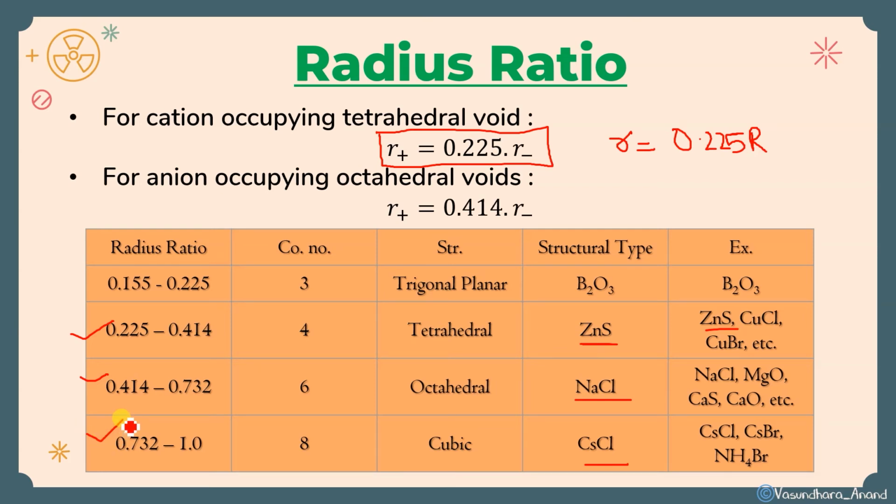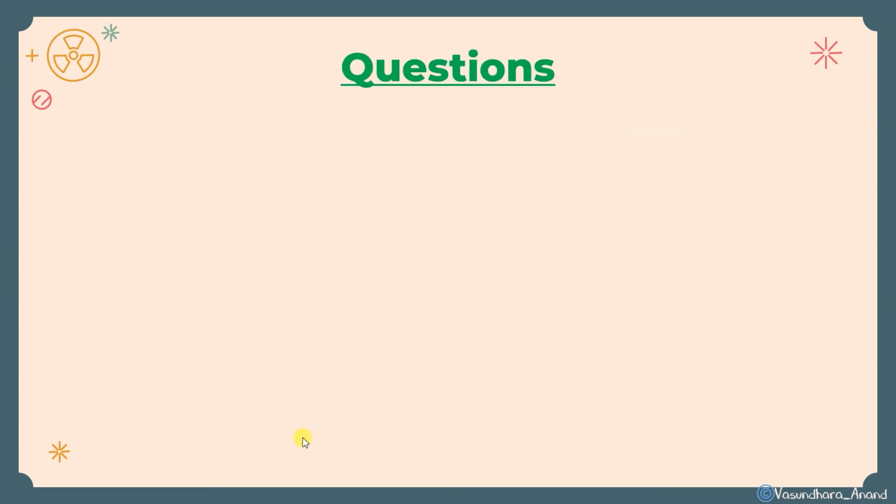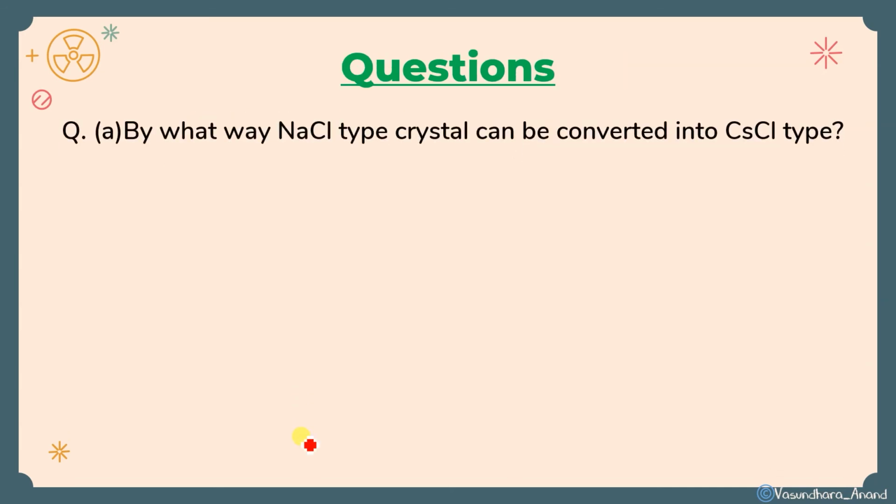Okay, actually, one more thing, one question can be asked in this. Just check it properly. NaCl has a coordination number 6. That means in NaCl crystal, one Na+ is attached with 6 Cl minus, or you can say that 1 Cl is attached with 6 Na plus cations. While in this, it is surrounded by 8. So a question can be framed from this topic, that is, by what way NaCl type crystal can be converted into CsCl type. NaCl का coordination number is 6, isn't it? And here it is coordination number 8.